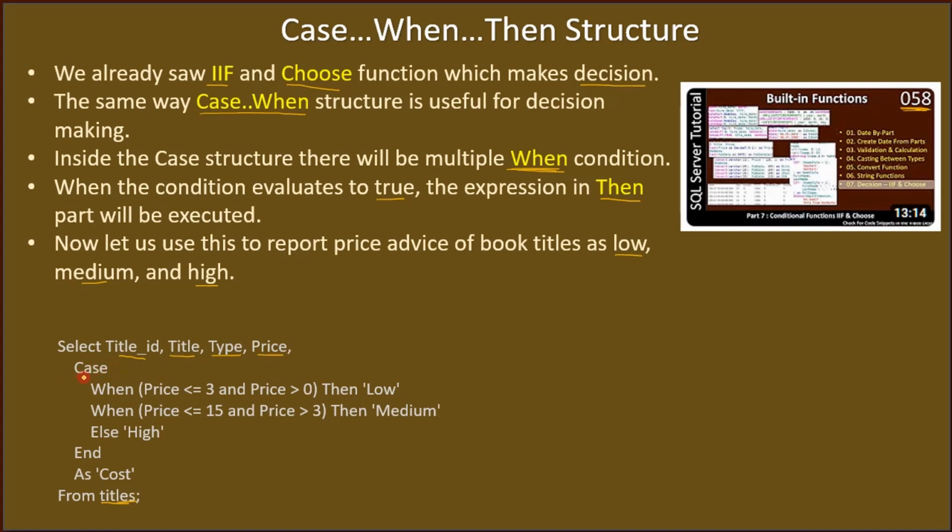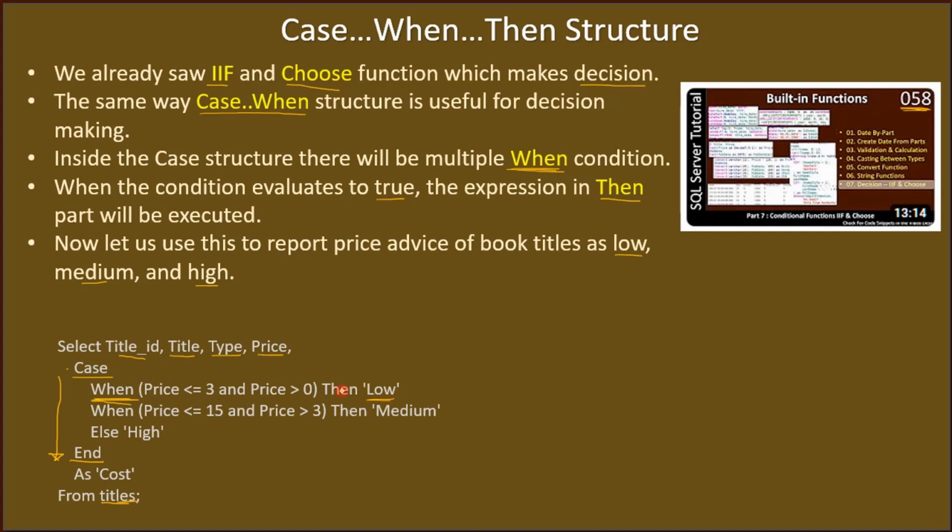case when structure. First we are opening the case, and when a case is opened there should be a pairing end. So the case structure starts here and it runs through, then at a particular place it ends. Between case and end there may be one or more when statements. In the when we can place a condition. So here, when price is less than or equal to 3 and price greater than 0, that means if the price is between 0 and 3, we call that a low price book.